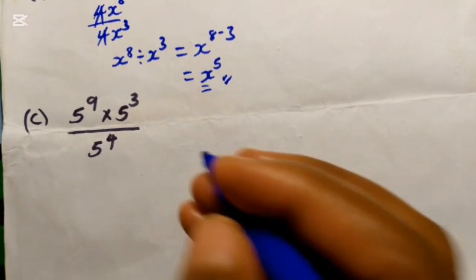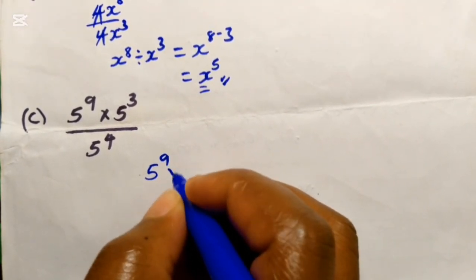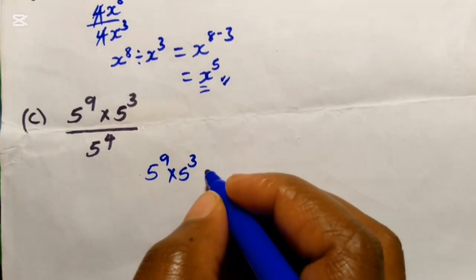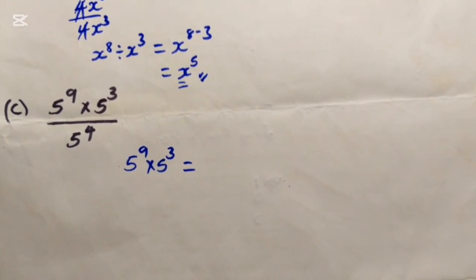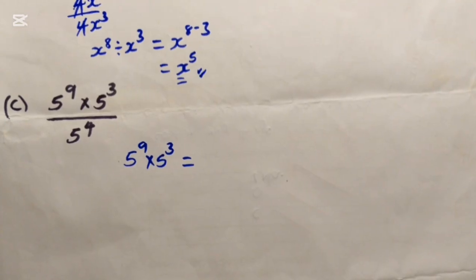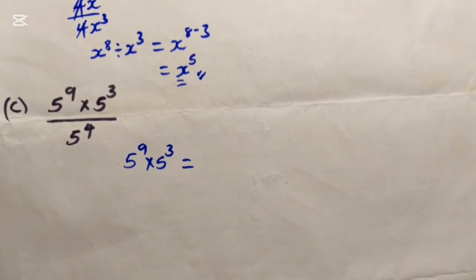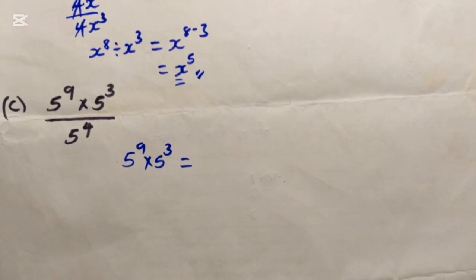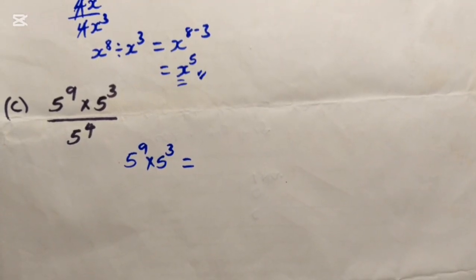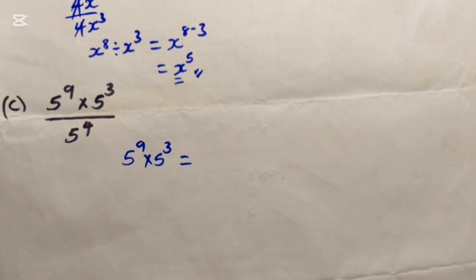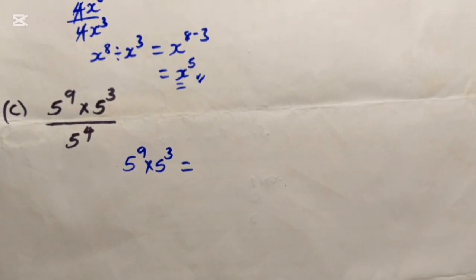So the numerator has 5 power 9 times 5 power 3, which is the same as, can you remember how we multiply indices? I have explained this in my previous video. Kindly, if you have not checked, please check. I explained multiplication of indices in detail, from introduction, different examples, and so on. So we say that in multiplication of indices, we add the powers and maintain the base as long as the indices have the same base.